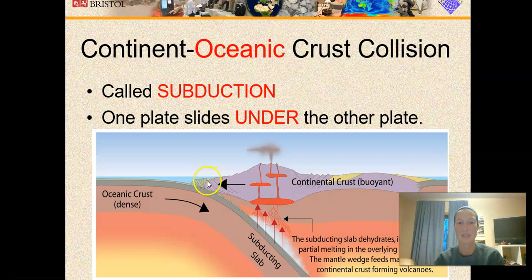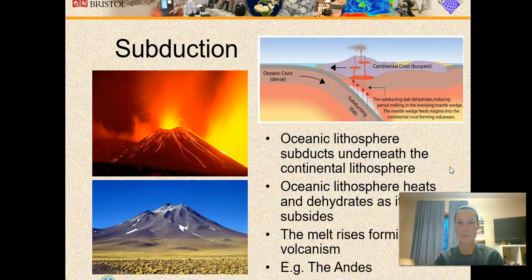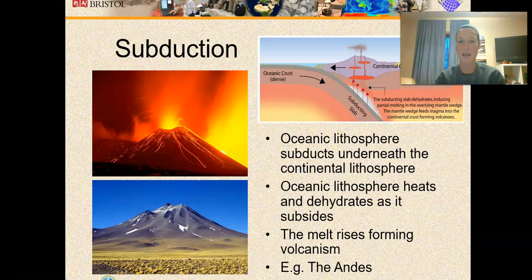You can see some mountain ranges starting to form, although they're typically not as big as ones like in the Himalayas. But you also see that oceanic crust that sinks can get reheated and also cause volcanic activity along those plates. So the oceanic lithosphere subducts underneath the continental lithosphere. The oceanic lithosphere heats and dehydrates as it subsides, meaning as it goes down and down and down. This can form volcanism, like volcanoes, like in the Andes Mountains along the west coast of South America.